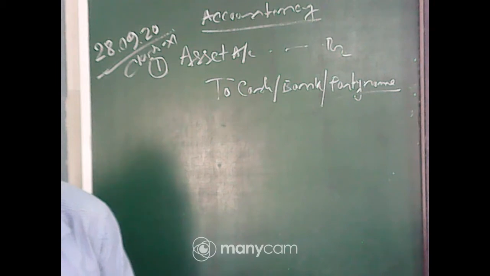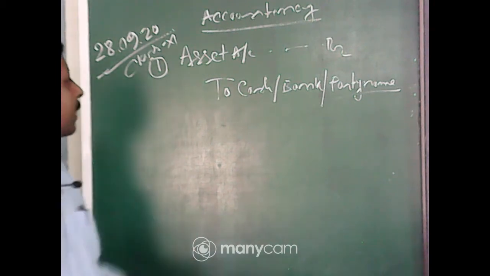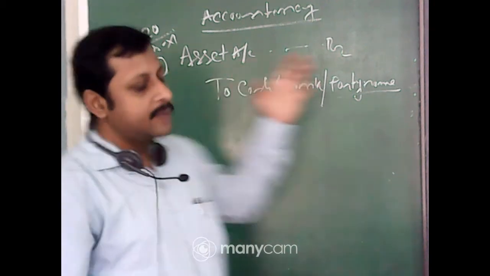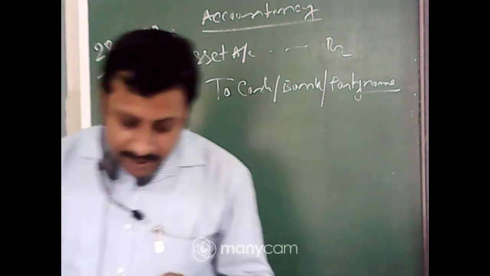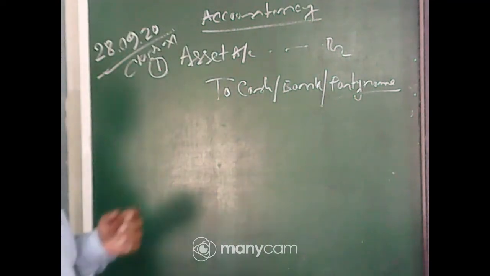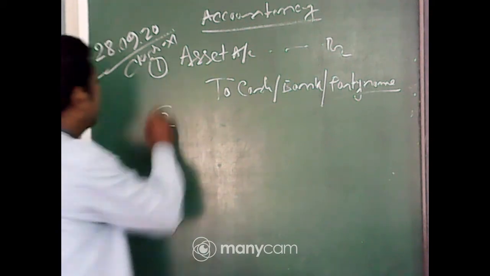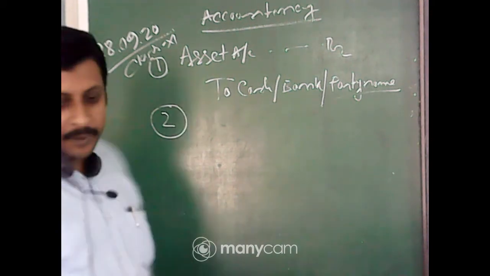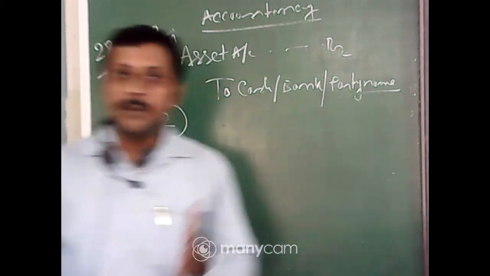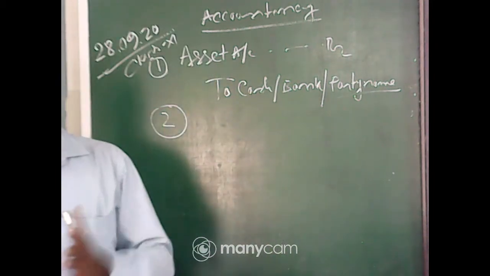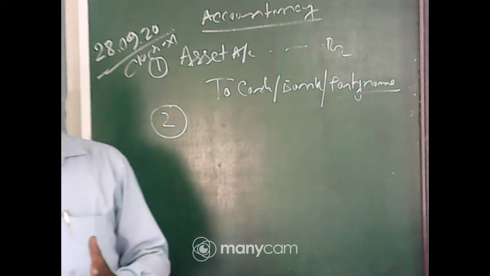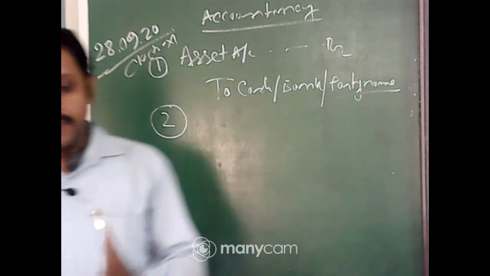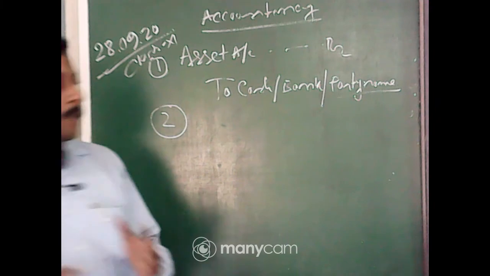So this is the first entry you have to make when you purchase the asset, and you should remember these things. Now second, as this is a chapter on depreciation, you have to charge the depreciation. You charge depreciation at the end of the financial year. Our financial year is officially April to March.